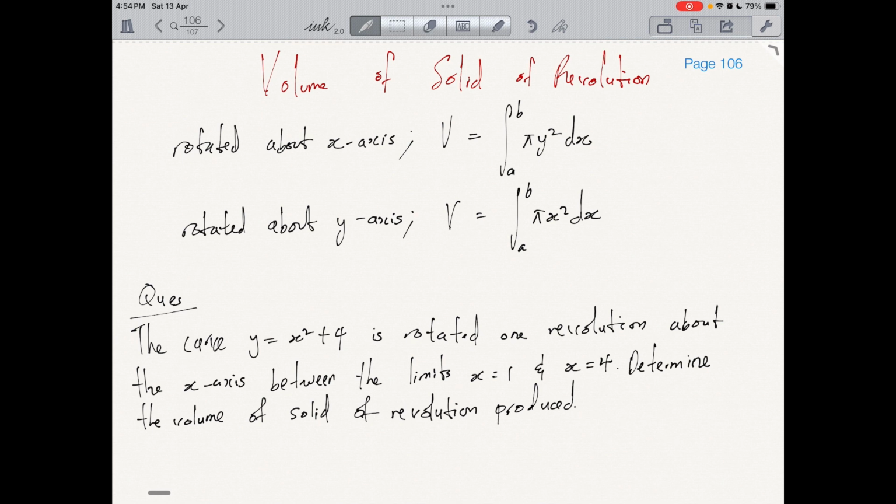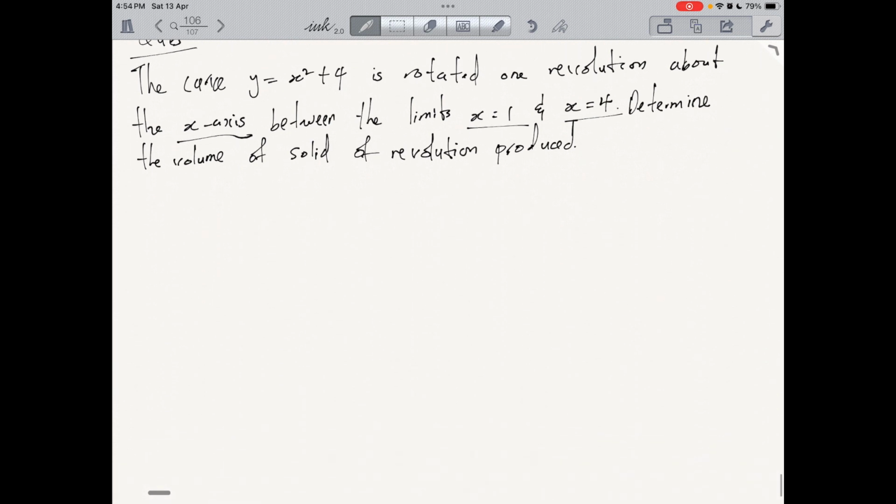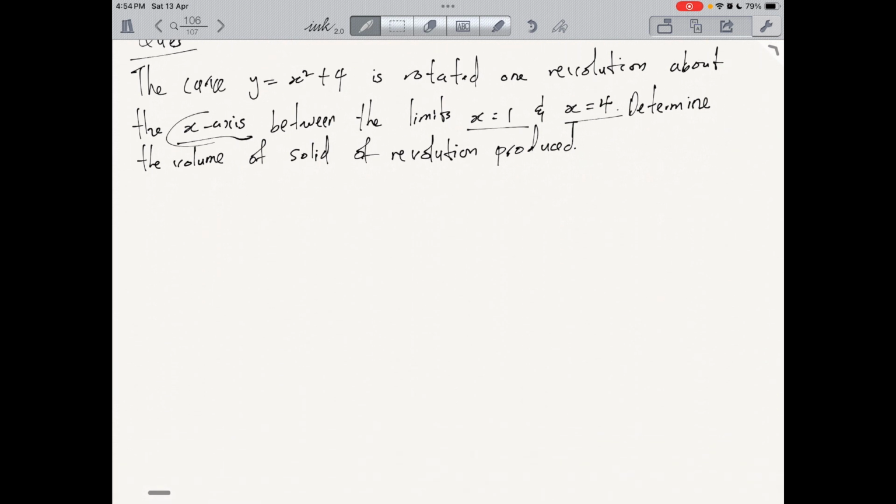Now, let's take a look at this question. It says the curve y equals x squared plus 4 is rotated one revolution about the x-axis between the limits x equals 1 and x equals 4. We should determine the volume of solid of revolution produced. Since we are dealing with the x-axis, the volume is equal to the integral from a to b of pi y squared dx.